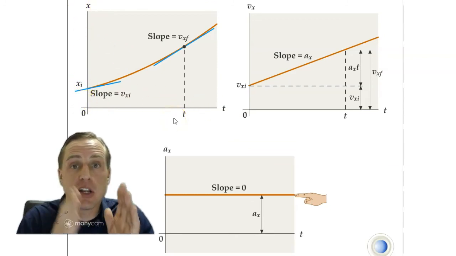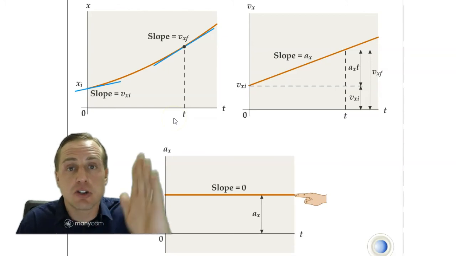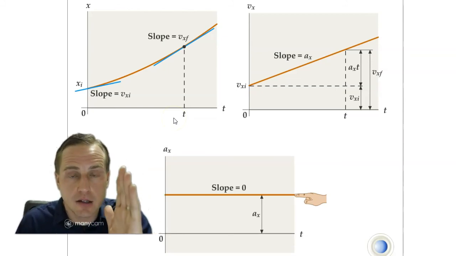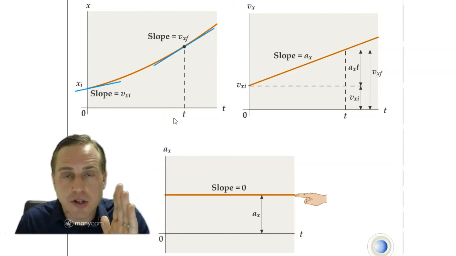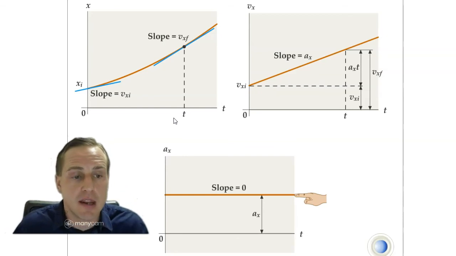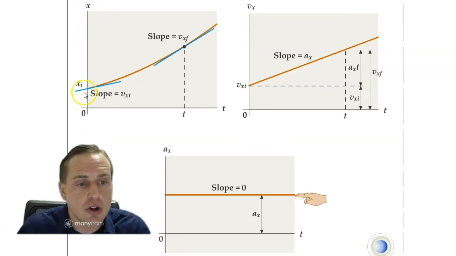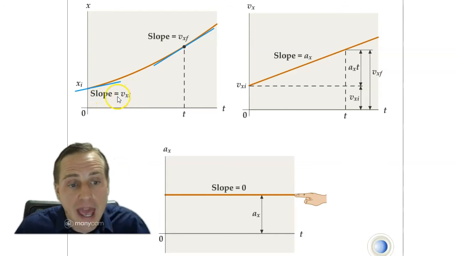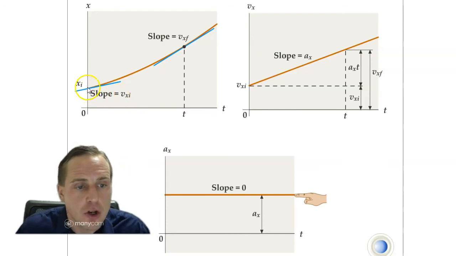Remember, position, velocity, and acceleration are going to be on vertical axes, and then time is going to be on horizontal axes when we examine kinematics in physics. So notice, look at this initial slope. This initial slope is the vxi. That's the initial x velocity. Notice that the initial position is xi.